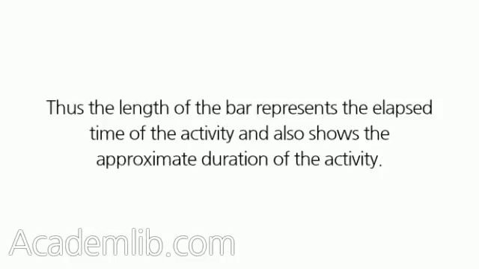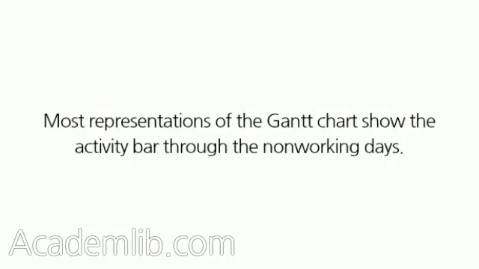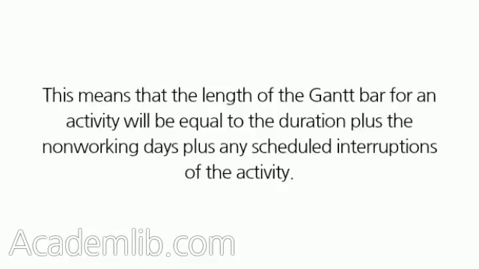Thus the length of the bar represents the elapsed time of the activity and also shows the approximate duration of the activity. Most representations of the Gantt chart show the activity bar through the non-working days. This means that the length of the Gantt bar for an activity will be equal to the duration plus the non-working days plus any scheduled interruptions of the activity.